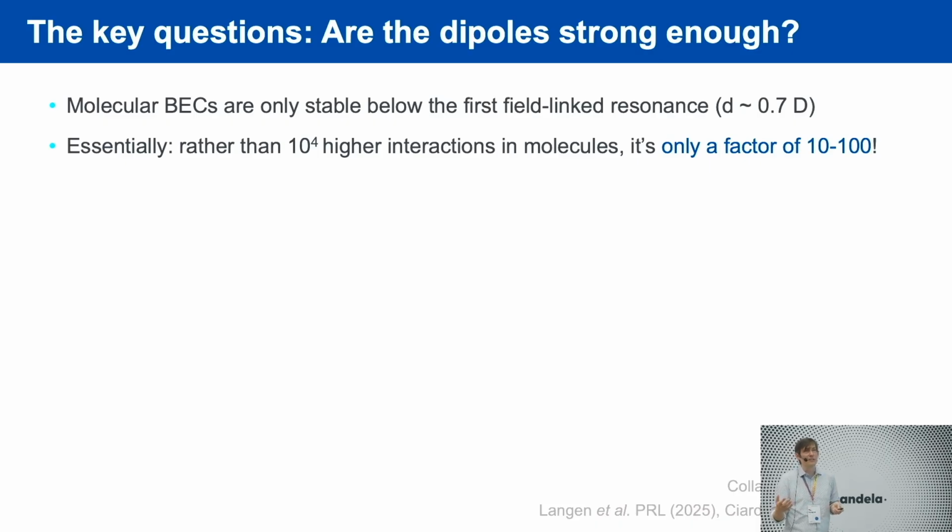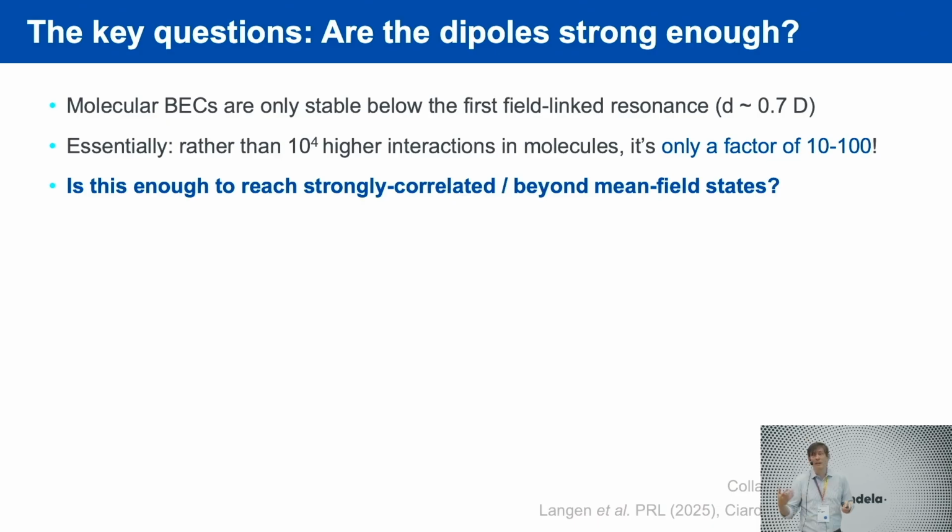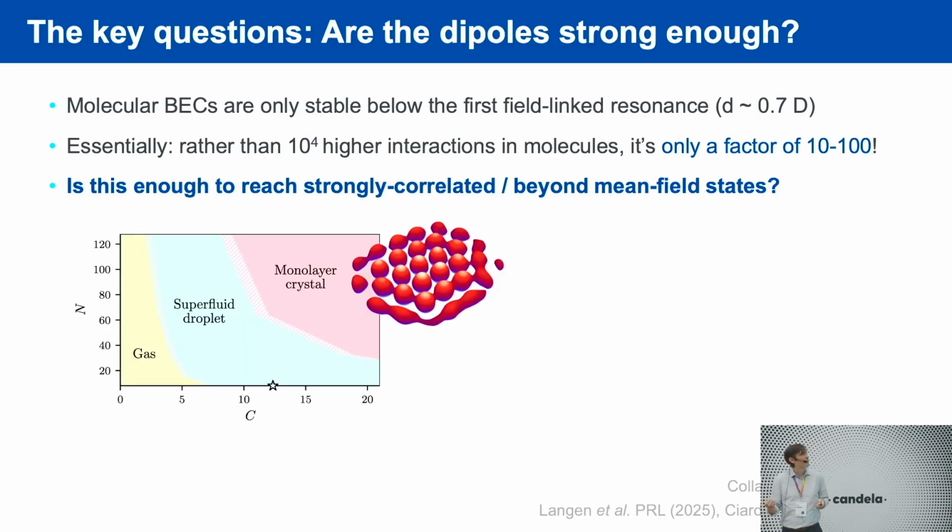And so then the question is, can you reach these strongly correlated states or the beyond mean field regime? And this is basically what we looked at in this paper. This is a phase diagram that you can calculate. Okay, there's a gas, there's a transition to superfluid droplets, which I guess has already been seen. But then as you increase the strength, at some point you form these monolayer crystals. They're in a plane because these are antidipolar interactions from single frequency microwave dressing. The question is, can you reach something interesting here? And we've marked the location of the first field-linked state.